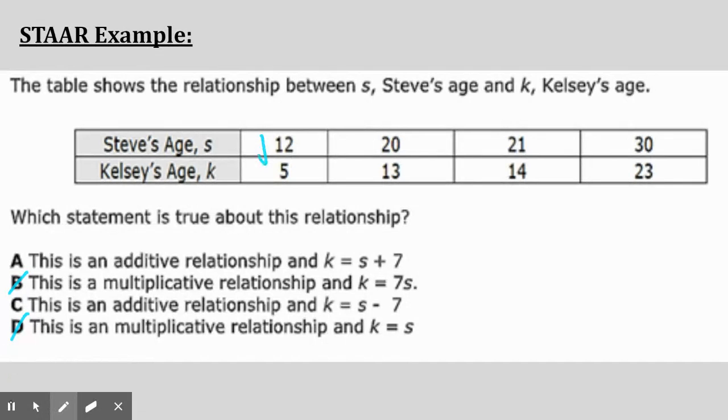Remember, I'm going down. I'm going from 12 to 5. To get there, I do minus 7. Same here. Therefore, my rule is minus 7, so the only correct answer is going to be C. Remember, additive, we can have subtraction.